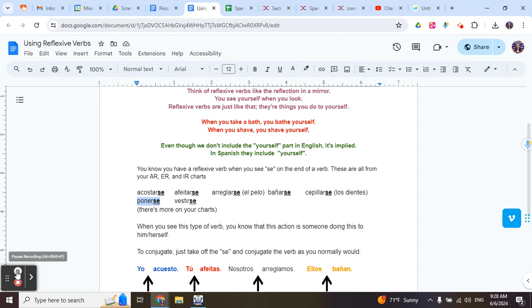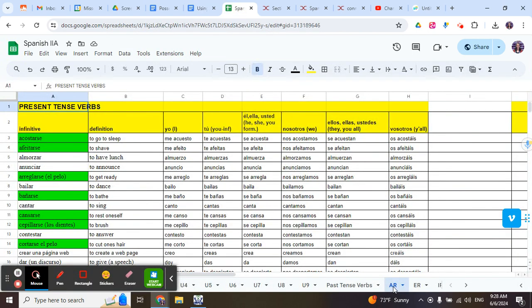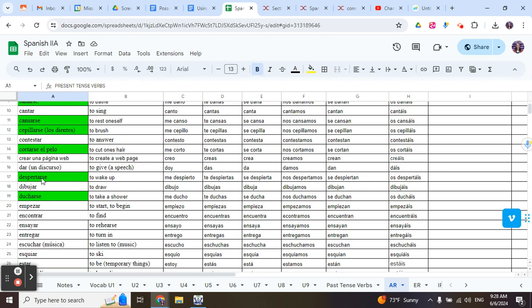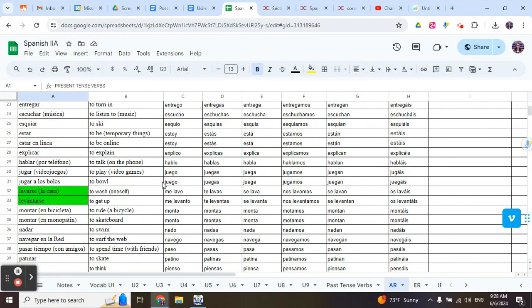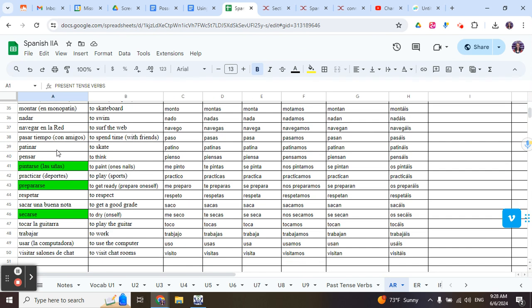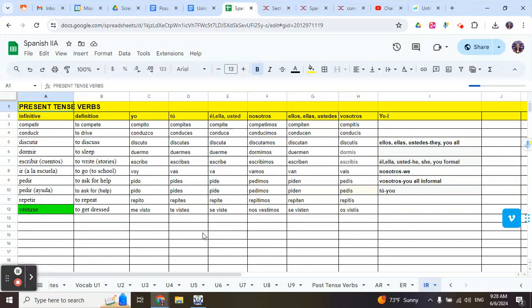So the se that's part of the infinitive indicates to you that these are reflexive verbs. If you take a look at your charts, and go to the AR tab here, here are your Spanish 2A charts, you'll see that I've put all the reflexive verbs in green so that they'll stand out for you and you can really notice these are all things people are doing to or for themselves. Notice they all have that infinitive with the se on the end. You'll see these on all your charts right here in green.